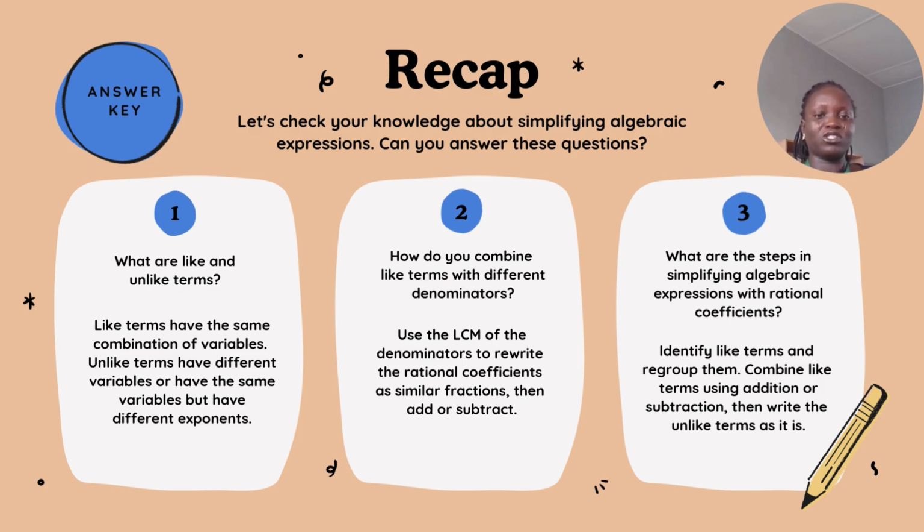Then the third question is, what are the steps in simplifying algebraic expressions with rational coefficients? The first one is you identify like terms, regroup them, combine like terms using addition or subtraction, then you write the unlike terms as they are.